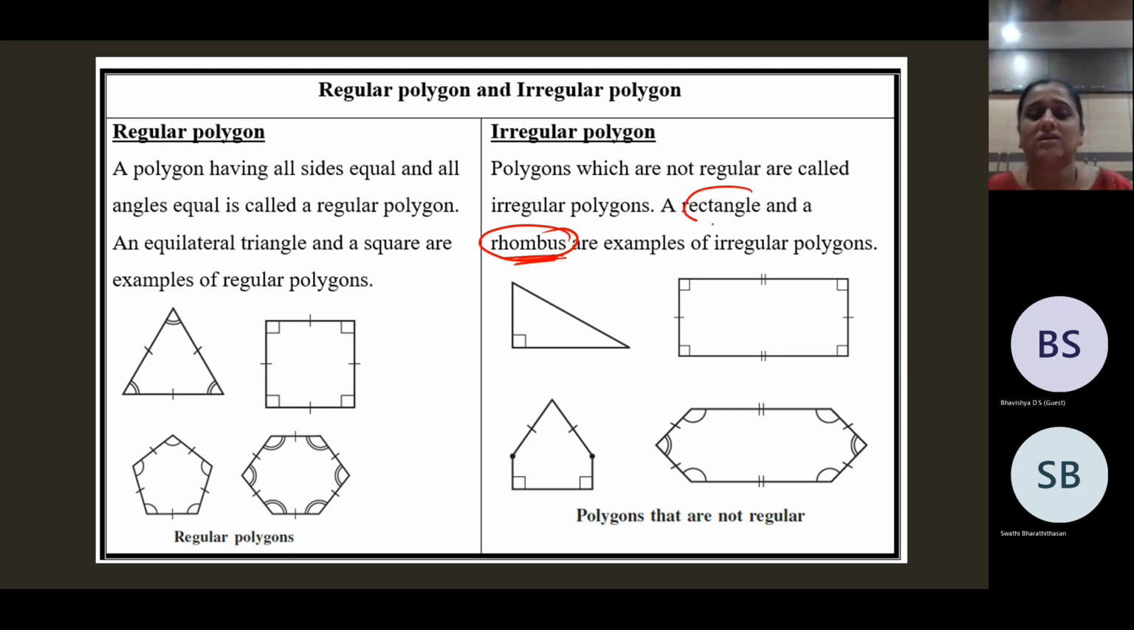But in a rectangle, all angles are equal, 90 degrees, but only opposite sides are equal. All the sides are not equal. So it's irregular.